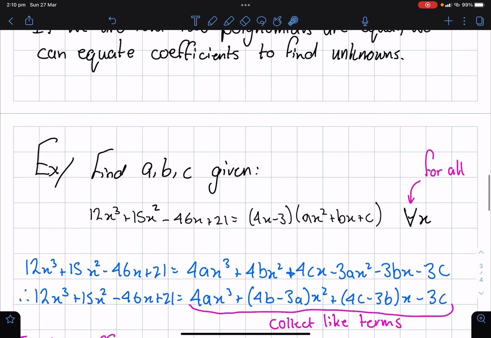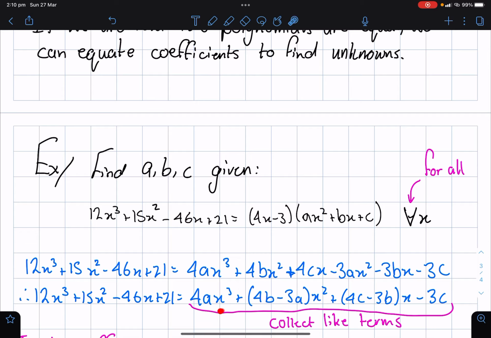All I'm going to do is collect the like terms. So obviously 4ax cubed is the only x cubed term. There are two x squared terms, so we take the coefficients out the front, just like this. Same thing with our x term, and then negative 3c is our only constant term. So now that we have it in the form of x cubed with a coefficient, x squared with a coefficient, x with a coefficient, and our constant term, we can actually equate to the left-hand side.